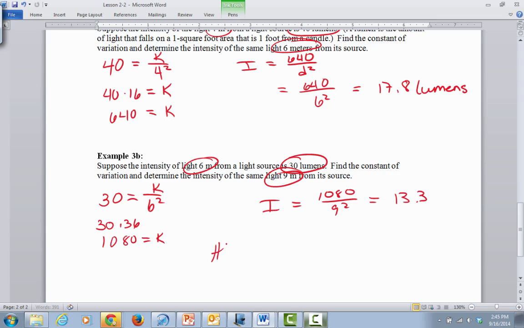So your homework for tonight, page 83, numbers 1 through 10 and 12 through 22.